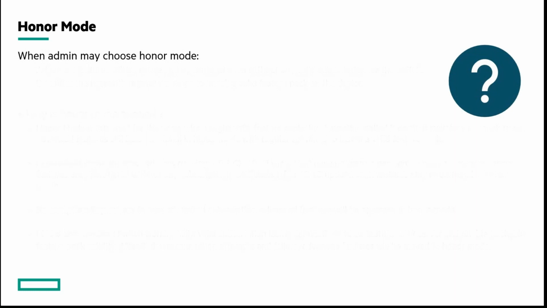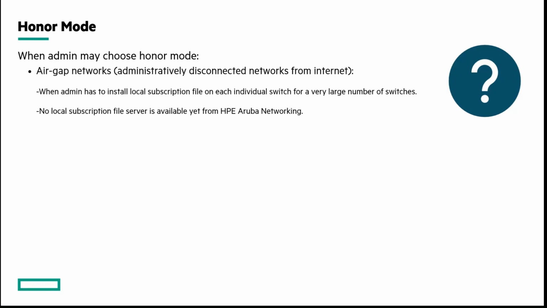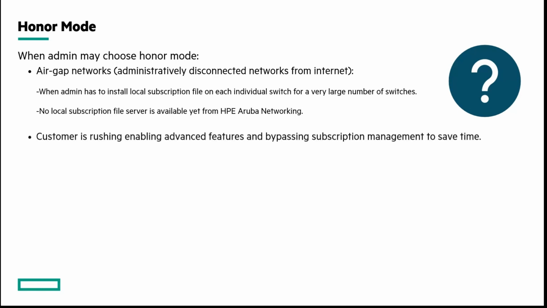So apart from automatic shift to honor mode, as discussed in the above cases, there may be other scenarios under which the admin may want to choose honor mode. First one is in the case of air gap networks, where the network has no access to the internet, and the admin has to install a local subscription file on each individual switch for a very large number of switches. Note that currently there is no local subscription file server available from HPE Aruba Networking. Or in the case where a customer is rushing, enabling advanced features and bypassing the subscription management to save time.